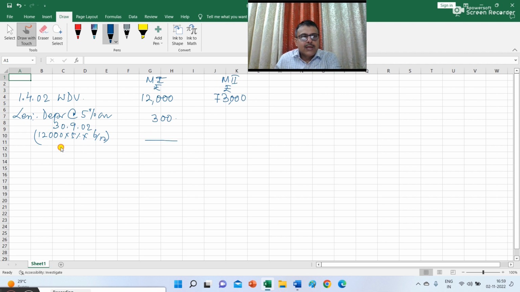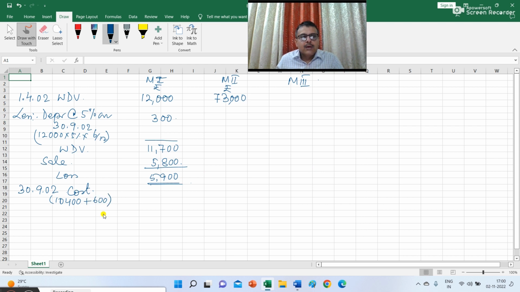So what is the written down value of the machine on 30th September 2002? This is 11,700. Now this machine was sold out. Sale value was rupees 5,800. So there was a loss on sale of machine for rupees 5,900. Again on 30th September 2002, another machine was purchased for rupees 10,400 and rupees 600 was paid for installation of the machine. So the total cost of machine on 30th September 2002 was rupees 11,000.